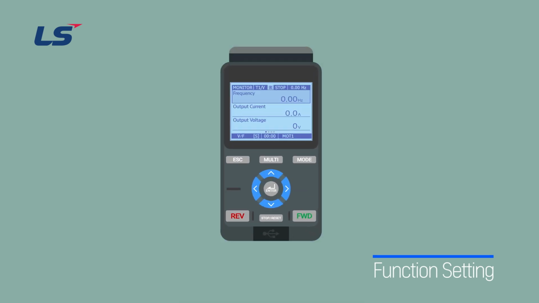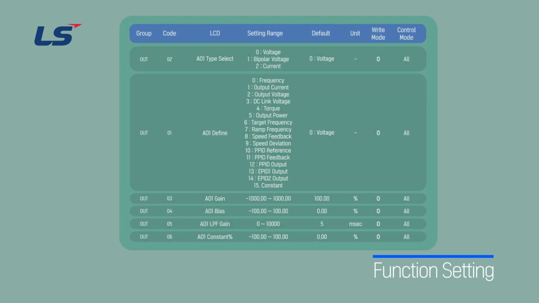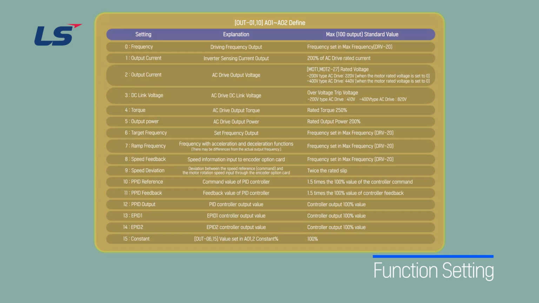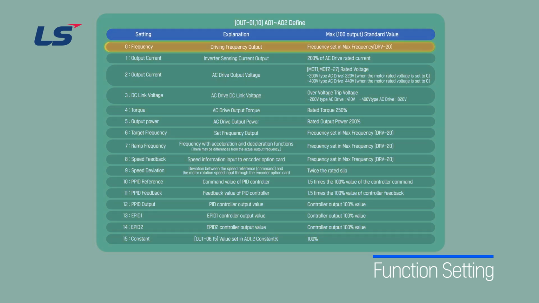Next, we will look at how to set the parameters. Parameters related to analog output can be set in the Out group. Terminals A01 and A02 are multifunction output terminals. Thus, in parameter 1 of the Out group, you can directly select the output option for A01. The output options range from the operating frequency displayed on the screen to a fixed value output. In this video, we will select the operating frequency at setting 0.